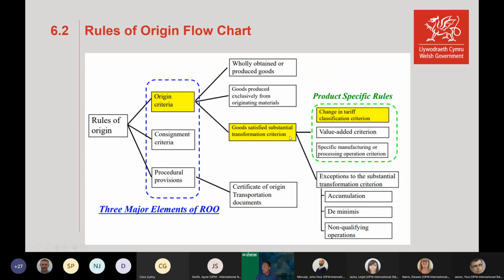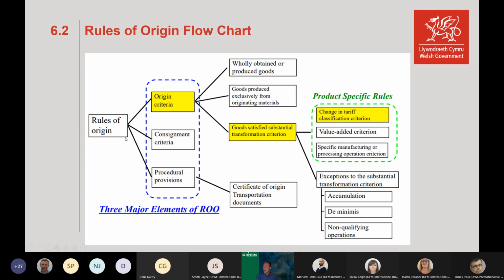in this case. And that can be, as we've seen, a change in the tariff classification, or it can be the value added criterion. You've added enough value to be able to prove its UK origin, or a specific manufacturing or processing operation has been carried out. So that's the origin criteria, and you can follow that through to make sure your product complies.